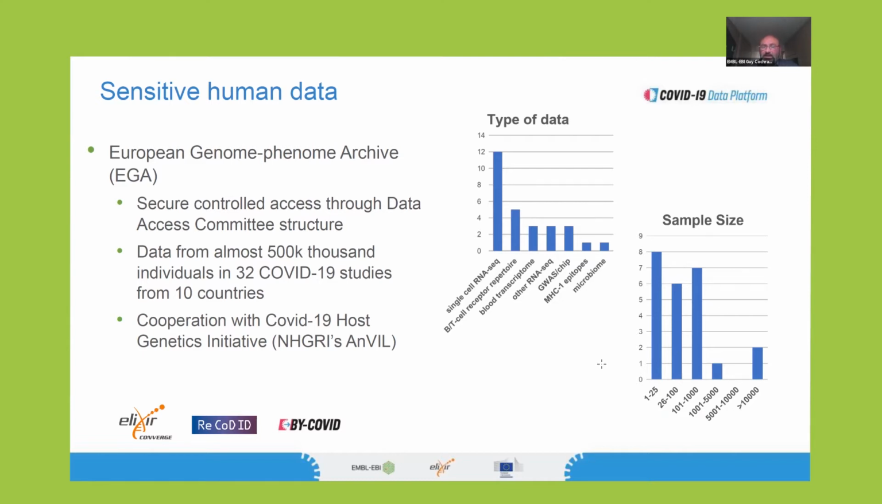And in there, from many parts of the world, 10 different countries, we've captured something like 500,000 individuals worth of data, so research participants worth of data, in 32 different studies. And so there's a variety of different data types: sequencing, expression, and so on. And we're working as part of the COVID-19 Host Genetics Initiative to have a global coverage. And there's a comparable database over in the EMBL system over in the US.